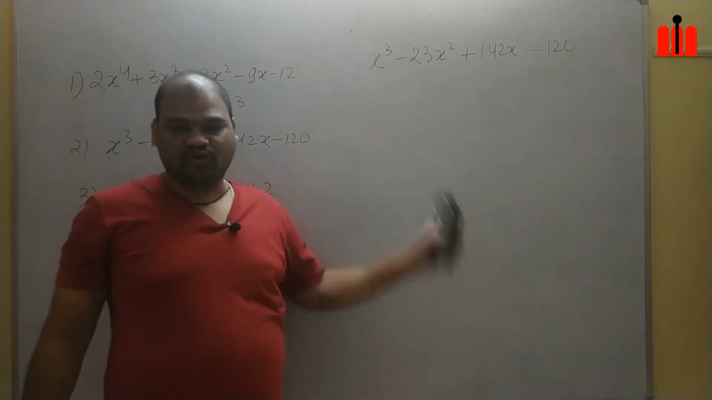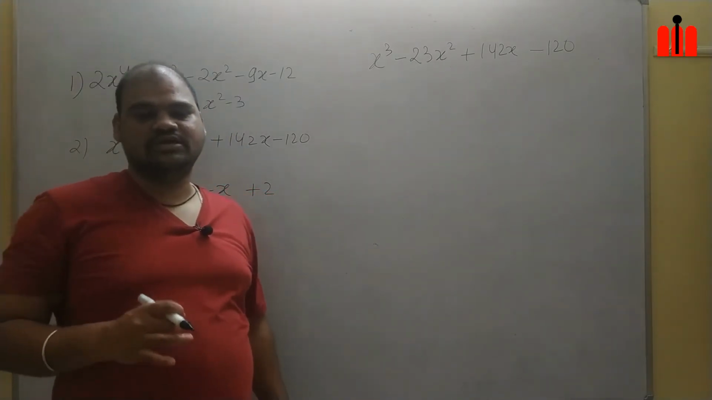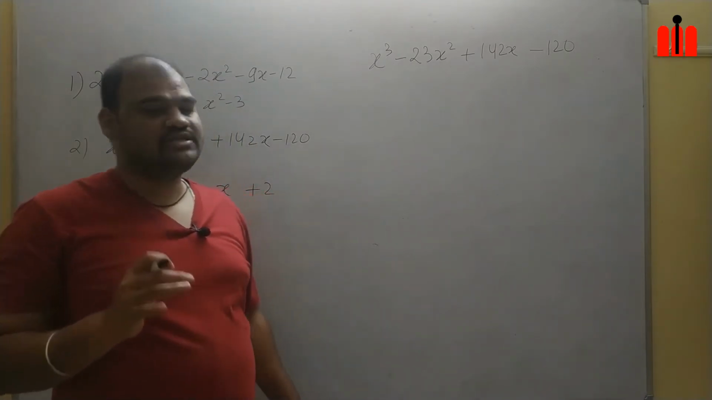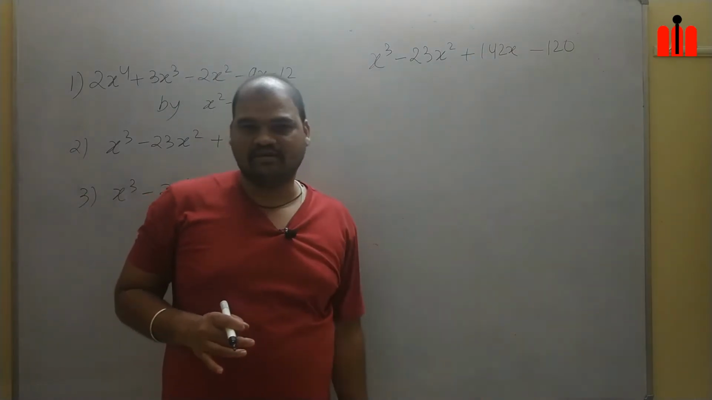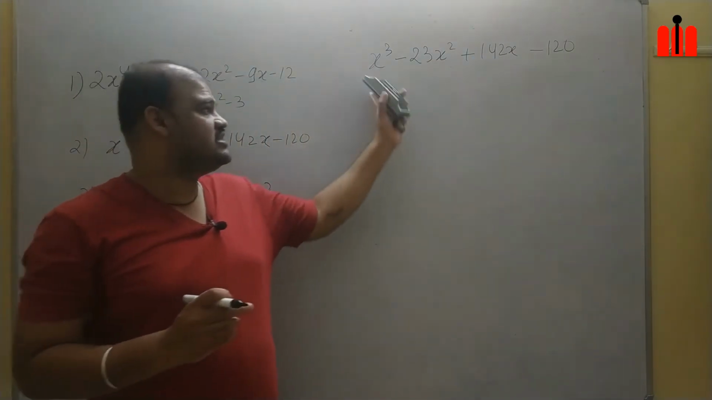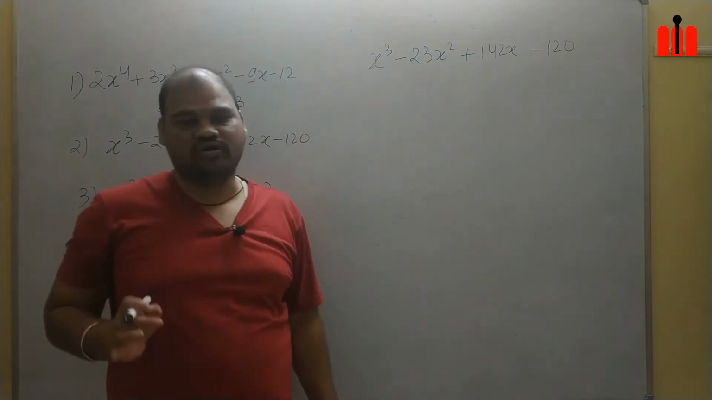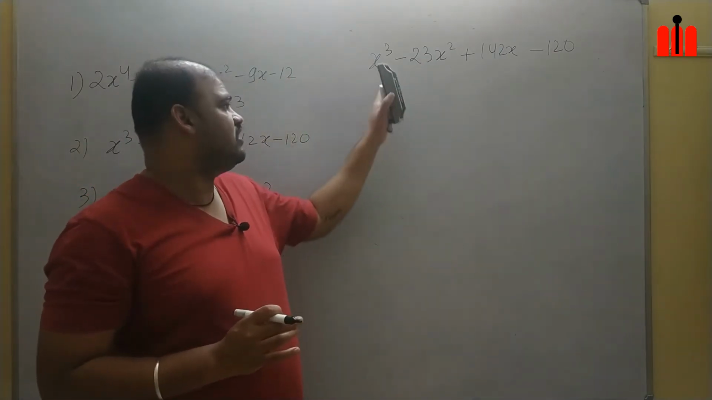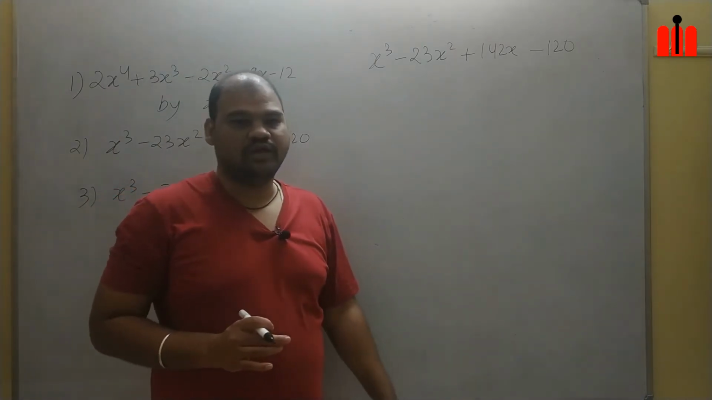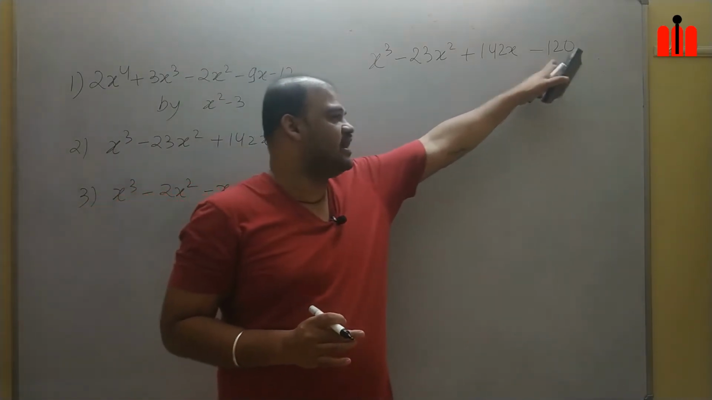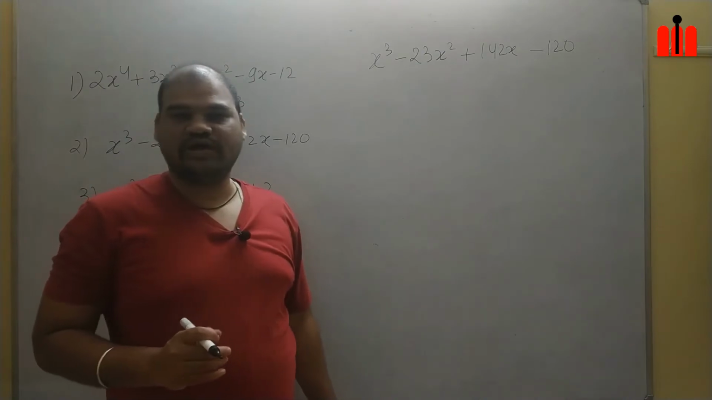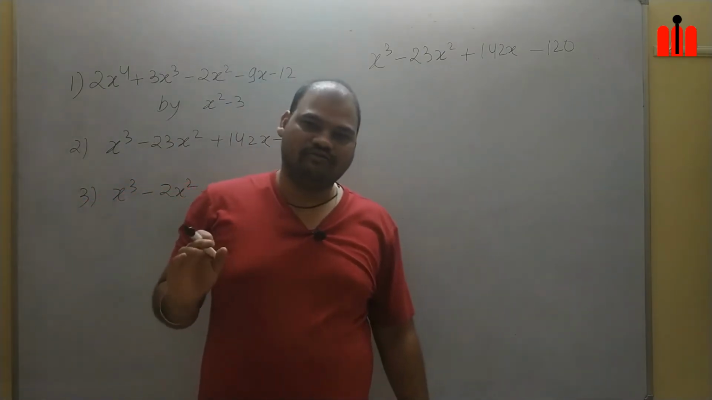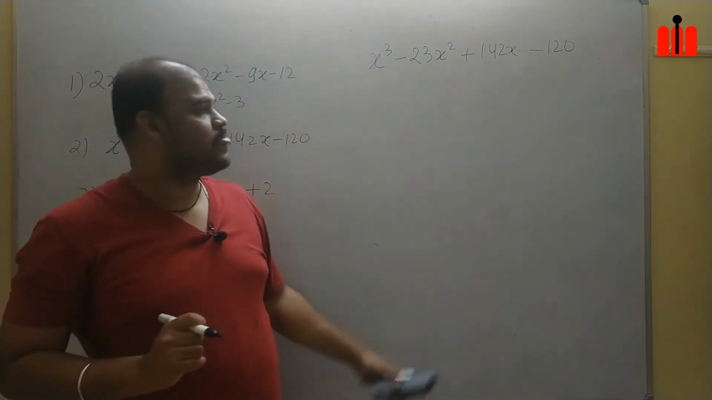To apply the factor theorem, first we will substitute some number, some integer, for x, and after that we will see whether this entire thing will yield 0 or not. That is the first check we have to do. So we will put x equal to 0. If we put x equal to 0, we get minus 120. So this is not possible. So x equal to 0 is not a factor, or a zero, for this one.